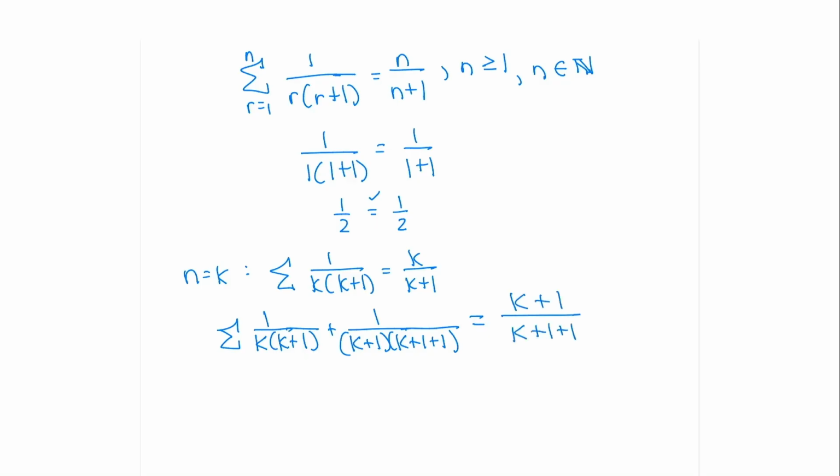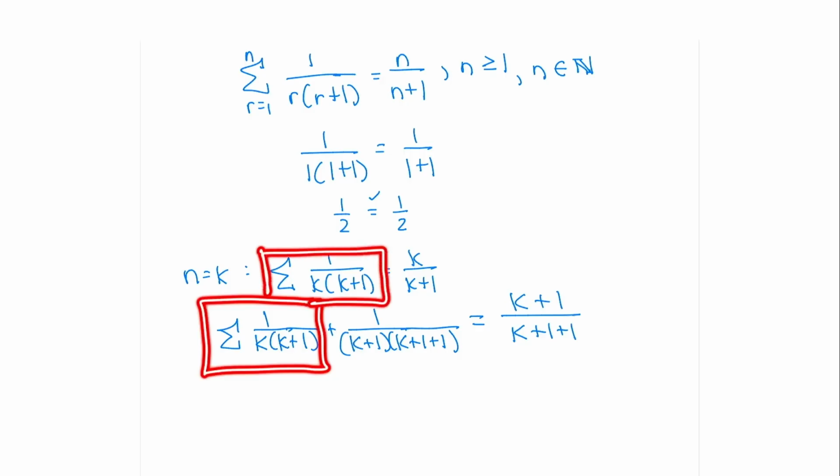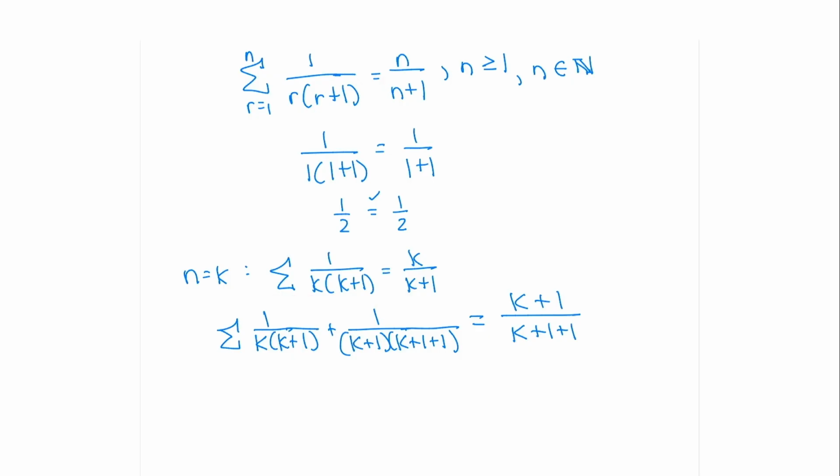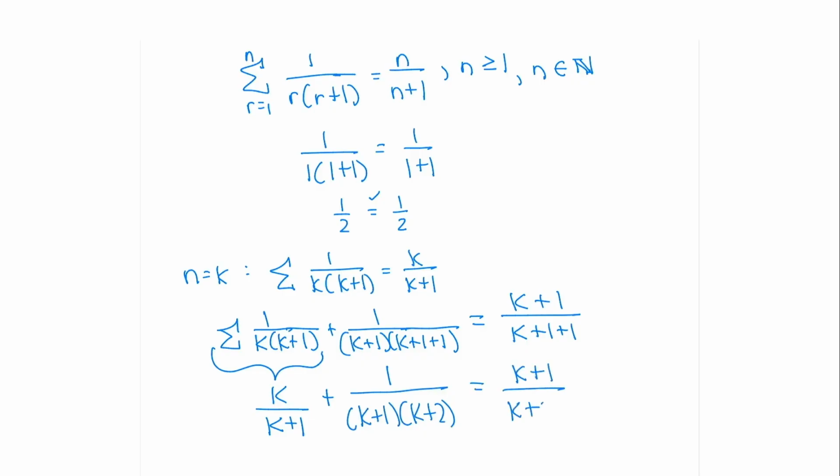Now we can simplify, and you can see here that since this summation is equal to this right here, k over k plus 1, we're just going to replace the summation with k over k plus 1. So this is going to become this. Now we have plus 1 over k plus 1 times k plus 2. And we're trying to prove that that's equal to k plus 1 over k plus 2.